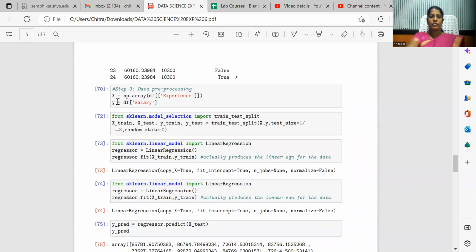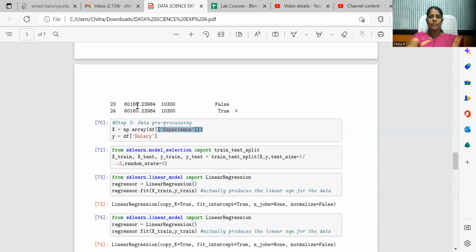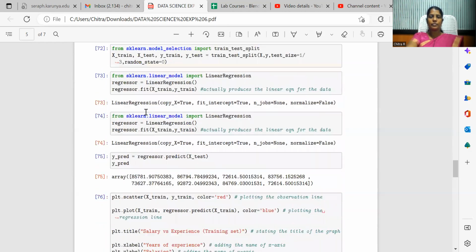So first, extract the dependent variable and the independent variable. In my example, the independent variable, the input variable, is the experience that is extracted, and the output variable is the salary that is also extracted. These two values are extracted by using the selecting column feature. It may be iloc or loc, any feature. You extract these two columns first.